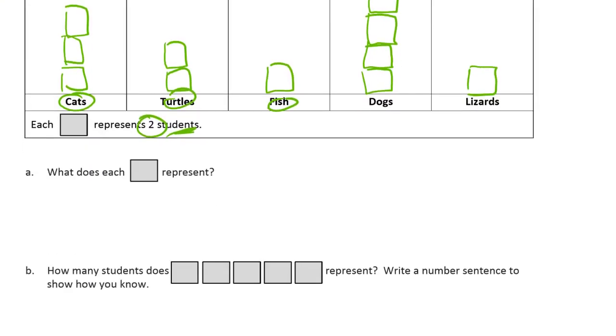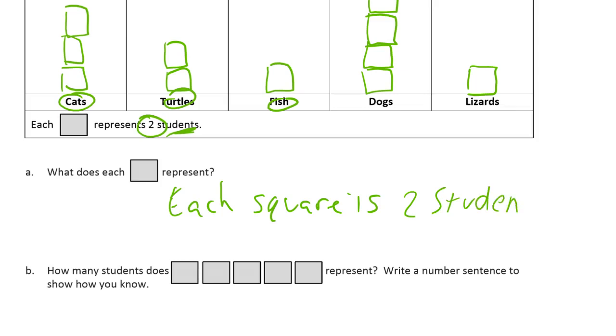What does each square represent? Each square is 2. It's not 2 animals, it's 2 student votes or 2 students. Either way will get you all the points.